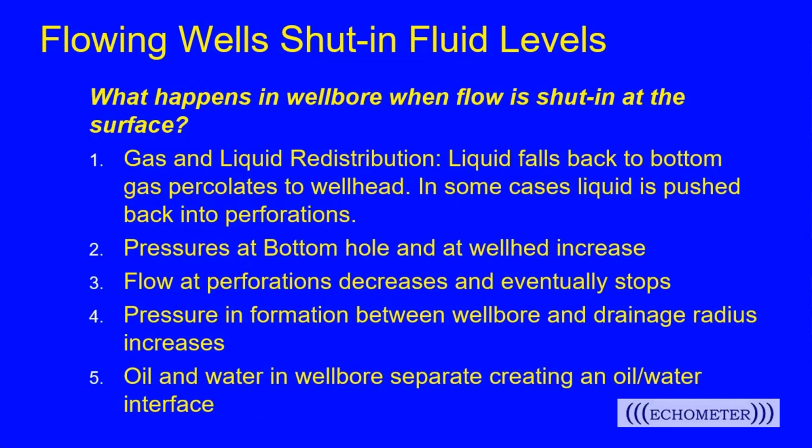But let's talk a little bit about the flowing wells and what happens when we shut in a flowing well or a gas well. Well, we have gas and liquid redistribution. So we'll talk about different scenarios where we're producing above critical velocity, that's where we're making enough gas to carry the liquid to the surface. So in essence, we have a mist all the way to the surface. And we may not see a true liquid level in that case, but when we shut in the well, the liquid level falls.